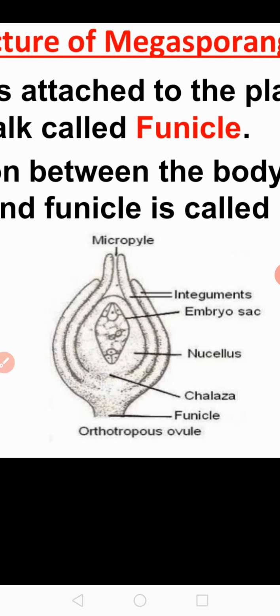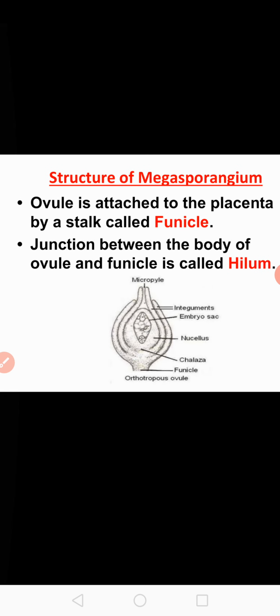And next to the integuments, there is a mass of tissue called the nucellus. The cells of the nucellus contain plenty of food materials. Next to the nucellus, there is an embryo sac, which is also called the female gametophyte. And within the embryo sac, there are three groups of cells. At the micropylar region, the egg apparatus is present. At the chalazal region, antipodals are present. And at the center, the secondary nucleus is present. So these are about the structure of the megasporangium. Am I clear?